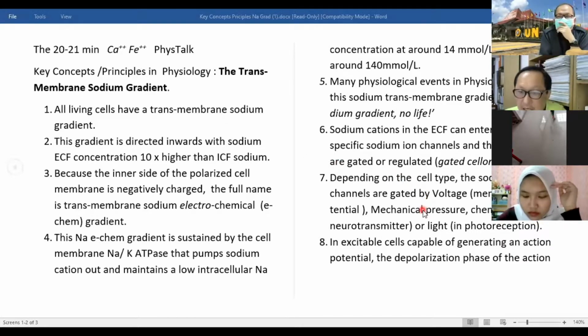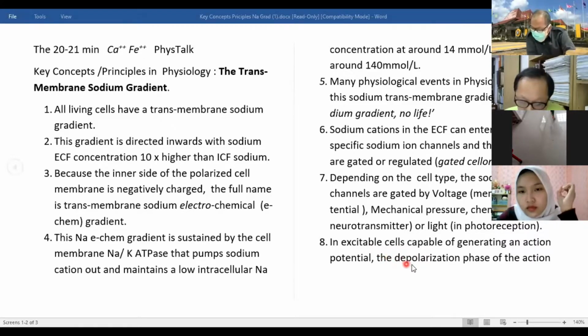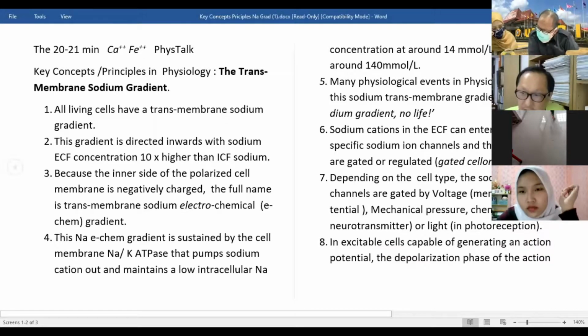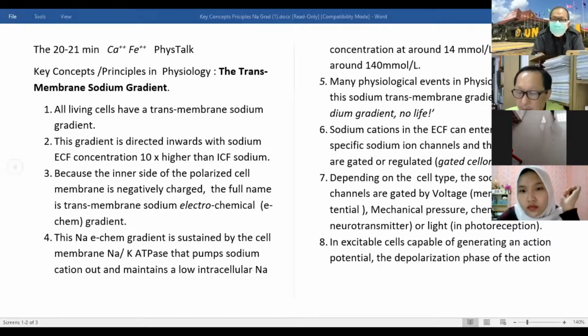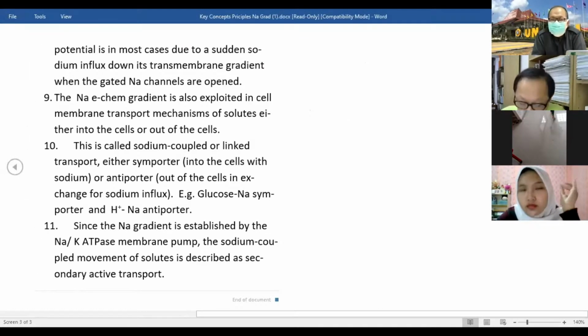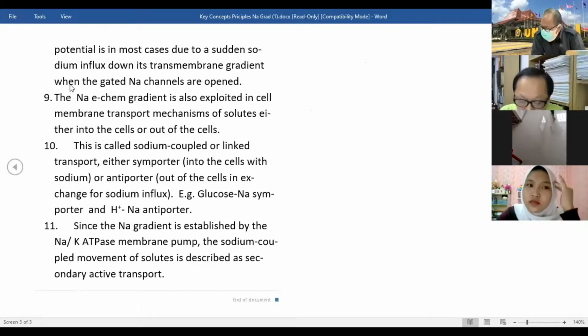So this brings us to the eighth point: in excitable cells like the nerve and the muscle, this sudden influx of sodium, in most cases, produces the first phase of the action potential. We call this the depolarization phase, because all living cell membranes at rest are polarized. So there's a reversal, or depolarization, of the membrane. And this is due to the sudden sodium influx down its transmembrane electrochemical gradient.